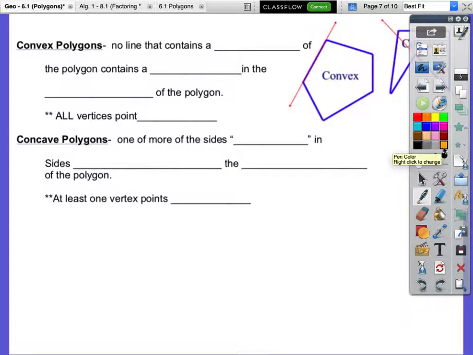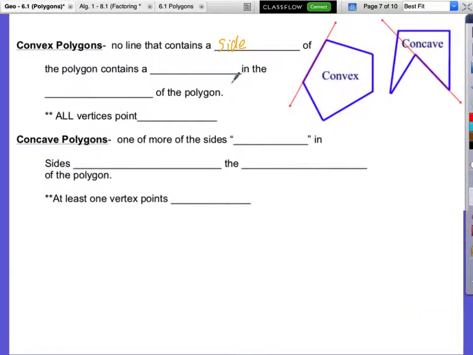Okay, listen up. Attention up here, please, and thank you. A convex polygon is where no line contains a side of the polygon. Excuse me. No line that contains a side of the polygon contains a point in the interior of the polygon. I'll talk about what that means.